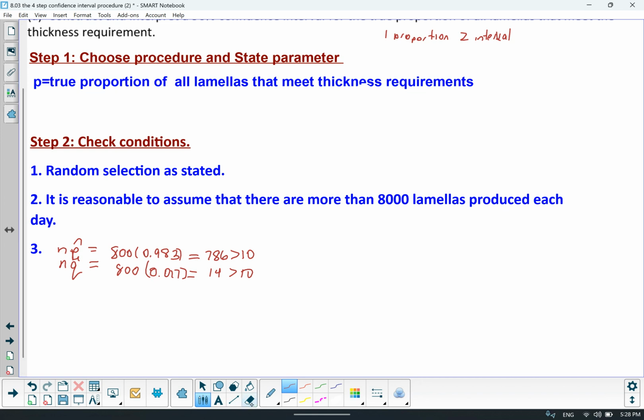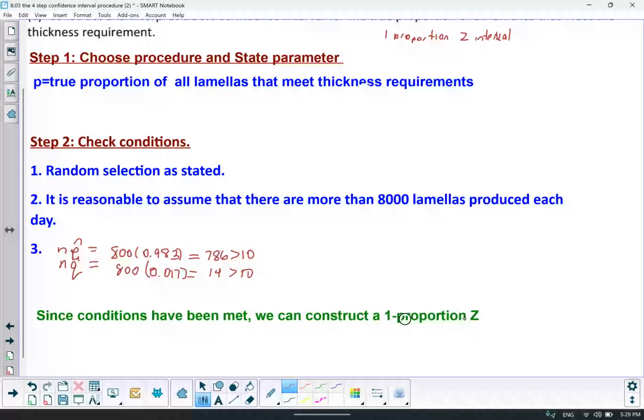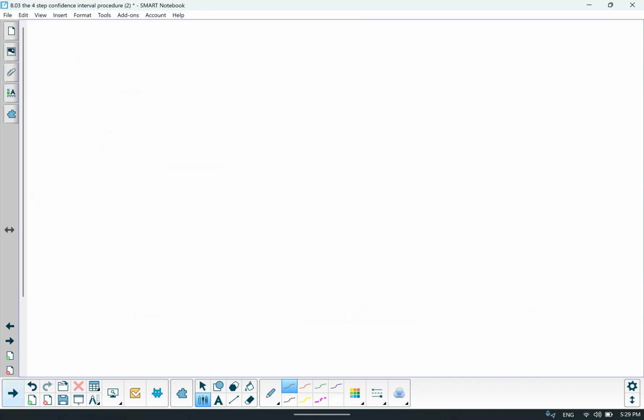Now you have to have a summary statement, and we just met the condition, so you say it. Since conditions have been met, we can construct the one proportion Z interval. So that's step 1 and 2, and that does take a lot of time to write out. Step 3, we actually do the calculations.